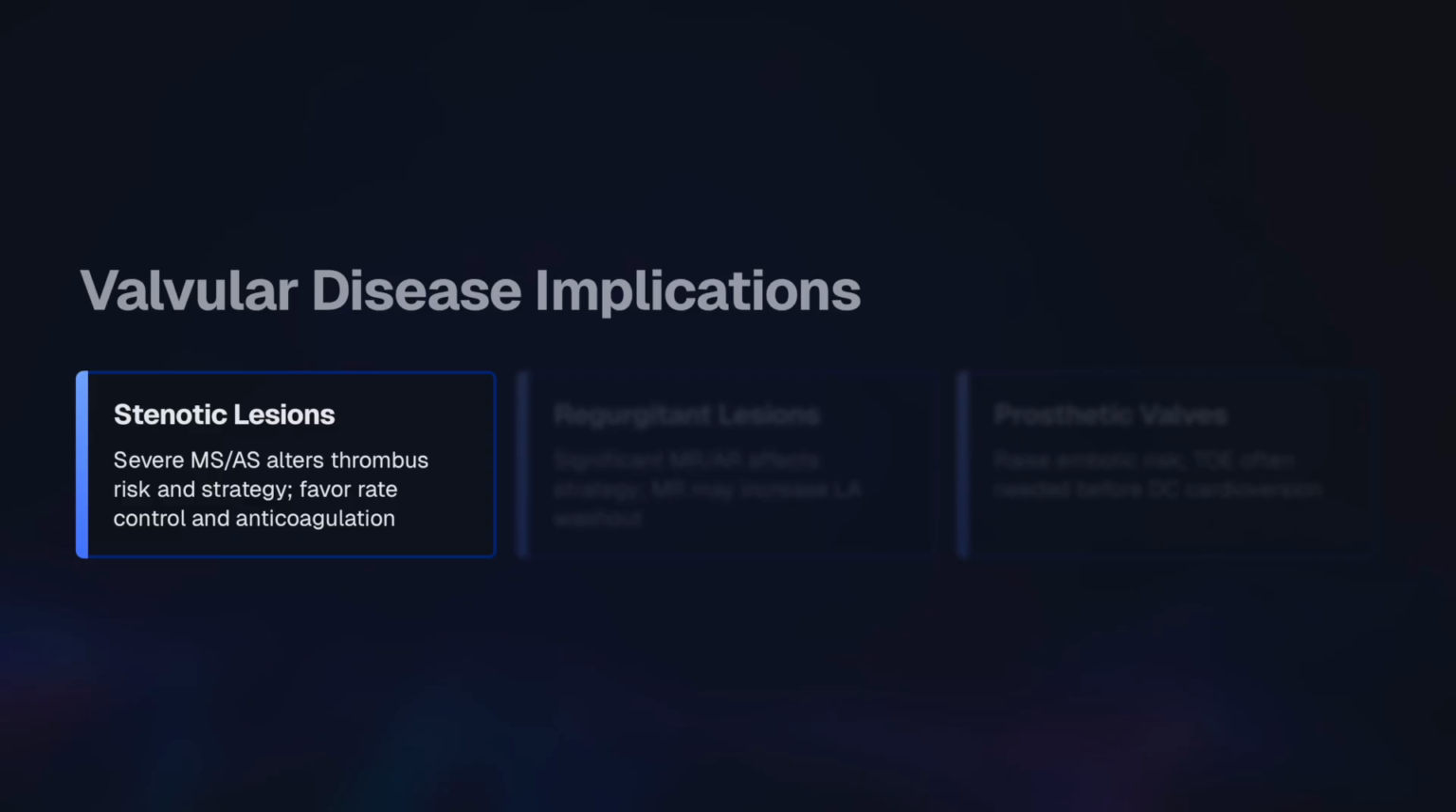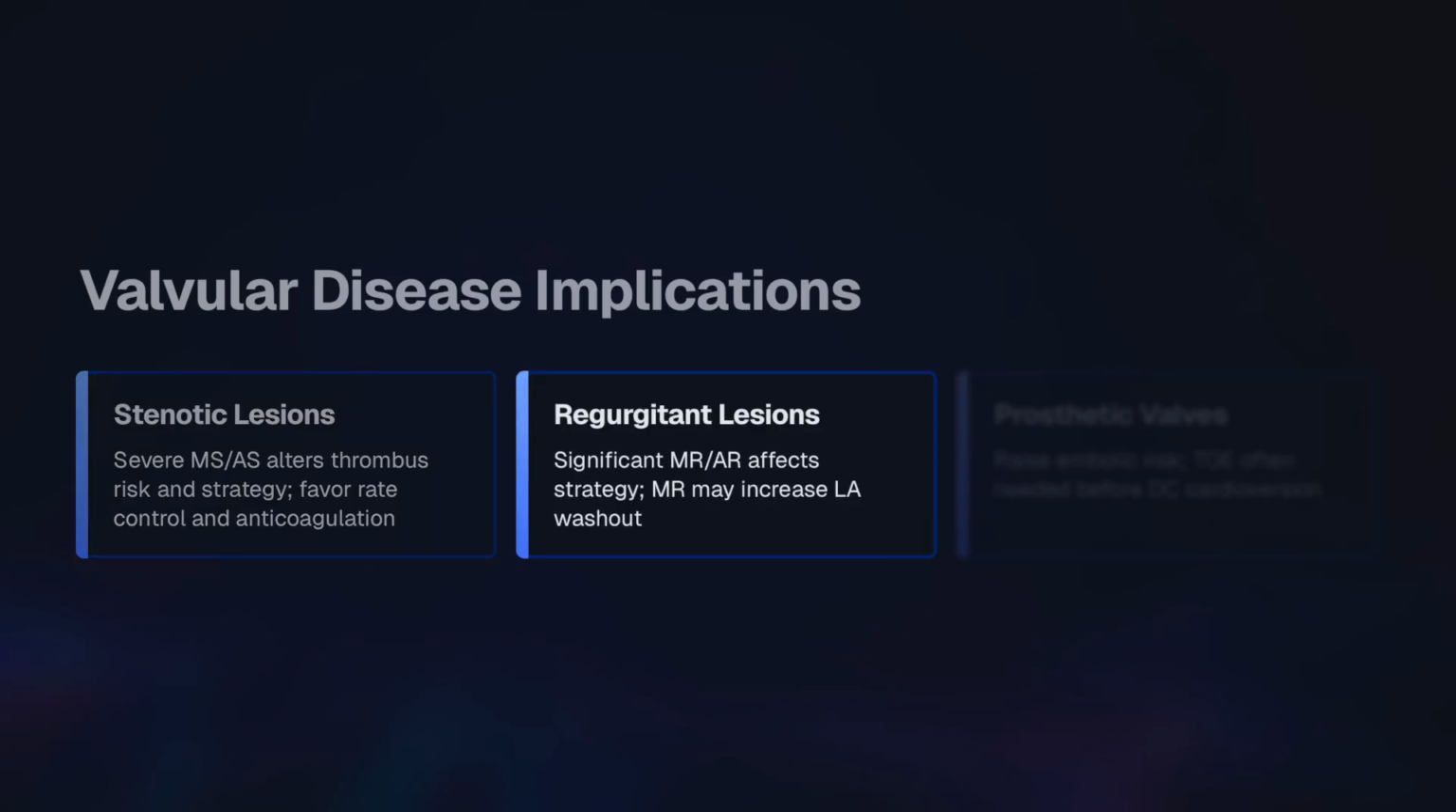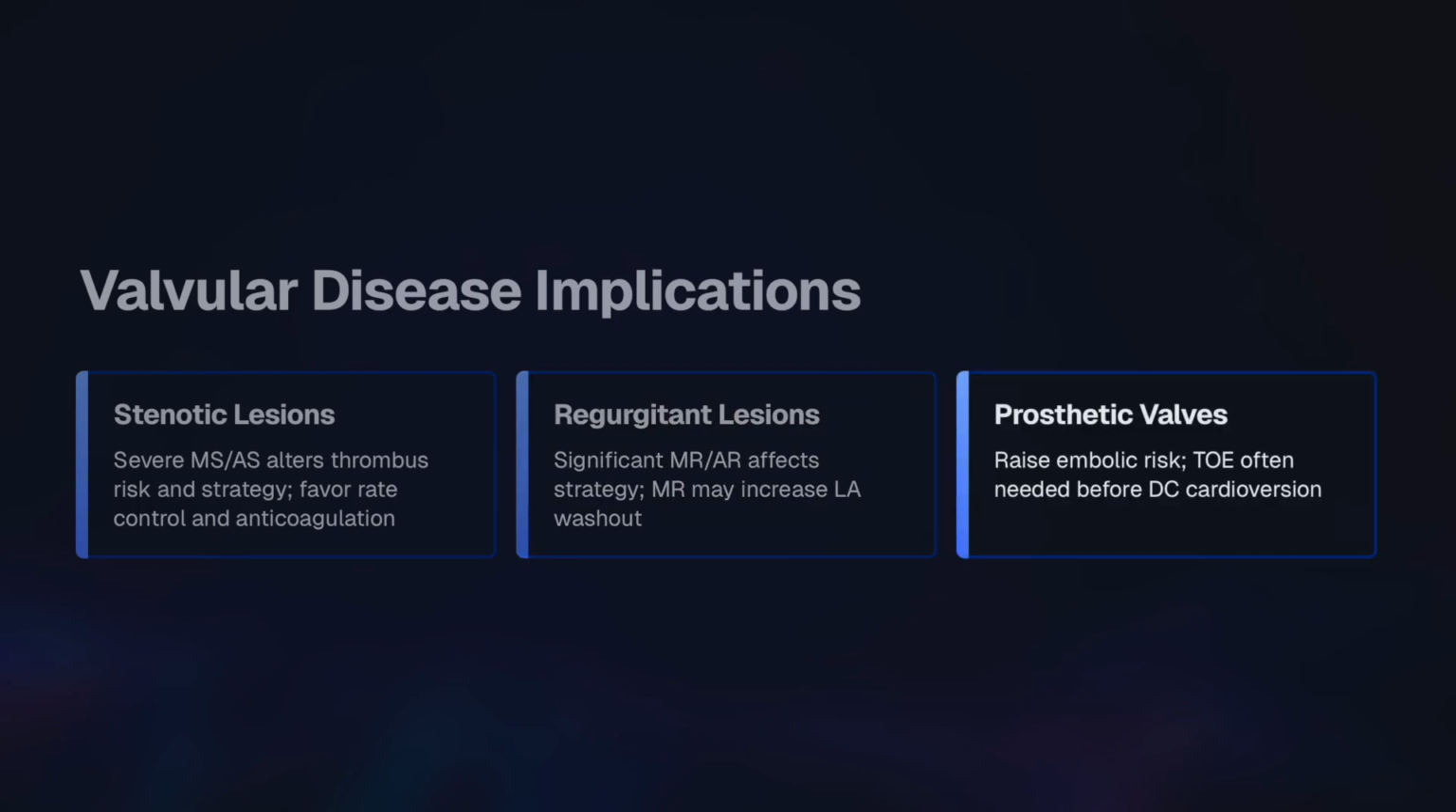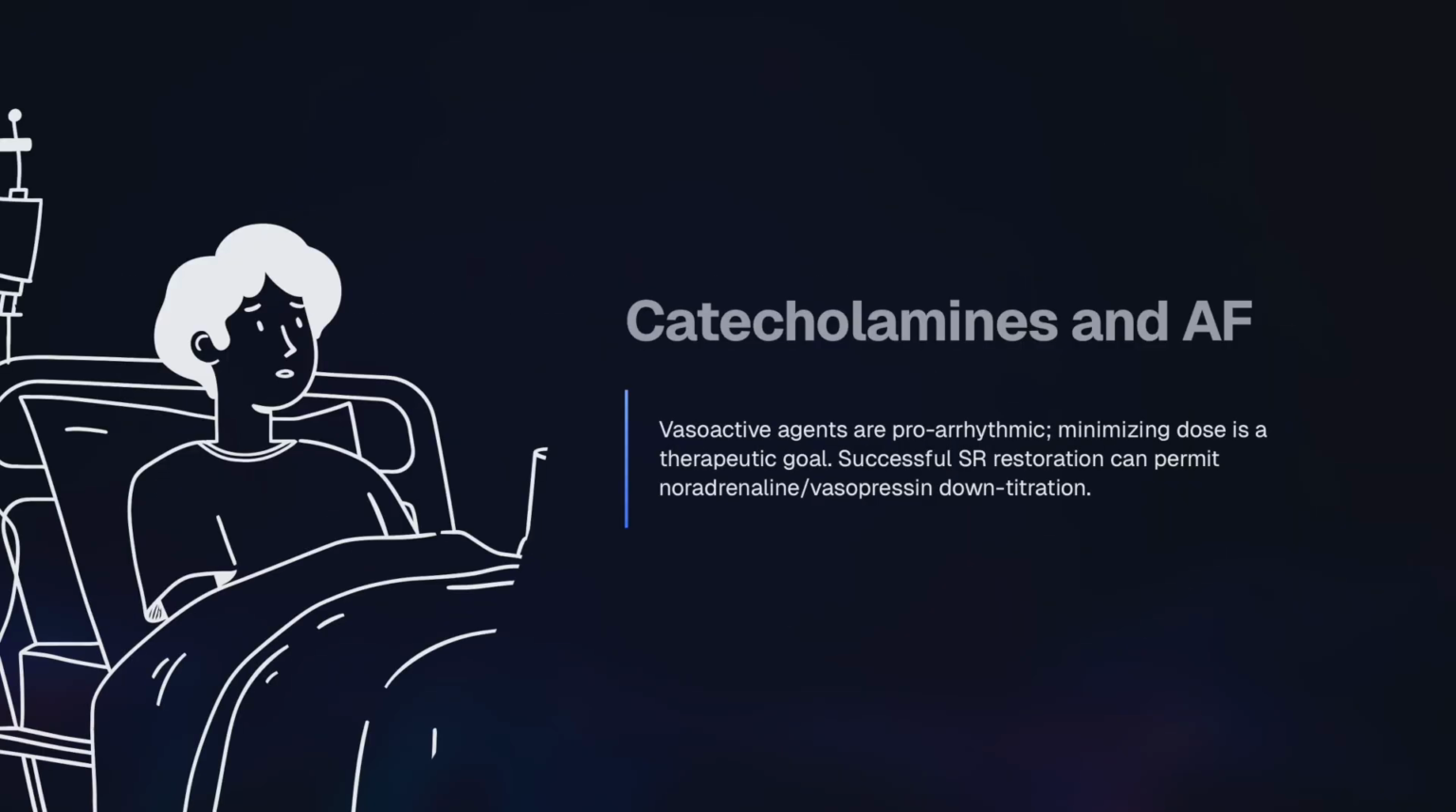The factors here relate more to rate control and anticoagulation. For regurgitant lesions, again, MR can increase the LA washout and cause problems for the patient. So the strategy again is important over here. Regarding prosthetic valves, again you have anticoagulation needs, the risk of emboli, and transesophageal echo is often needed before you can go for a DC cardioversion. Again, the catecholamines used will have an impact on the atrial fibrillation as well as the return of the systolic function.